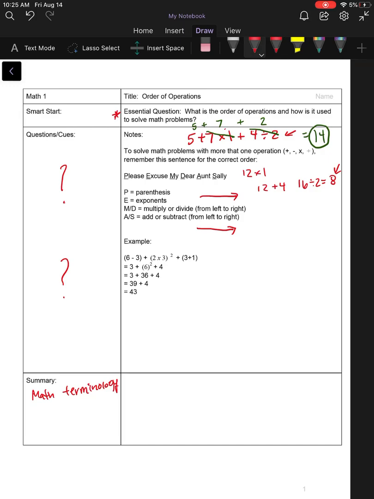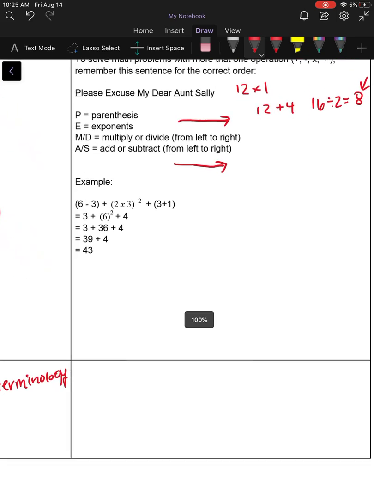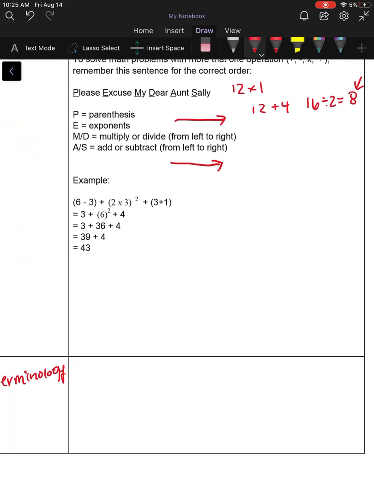6 minus 3 plus 2 times 3 squared plus 3 plus 1. Okay, so we're working using PEMDAS, right? So we have parentheses here in the first step. So we're going to do parentheses first.